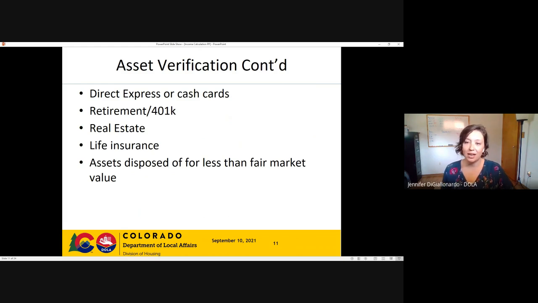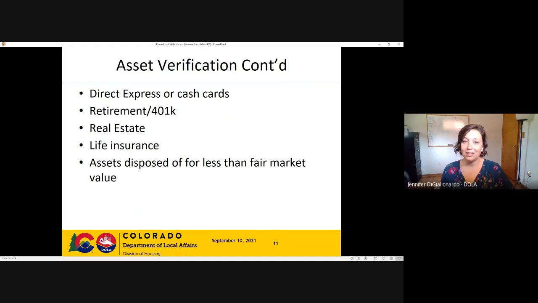I briefly mentioned just other assets that you could verify. So those Direct Express or those cash cards, the funds from the state level, A&D, old age pension, Social Security, would go onto the Direct Express card. And so we want to see the cash value, the current value of those cards. Another asset could be the retirement or a 401k, real estate, life insurance, and any assets disposed of for less than fair market rate value. So all of these need to be considered when verifying the income from the assets.